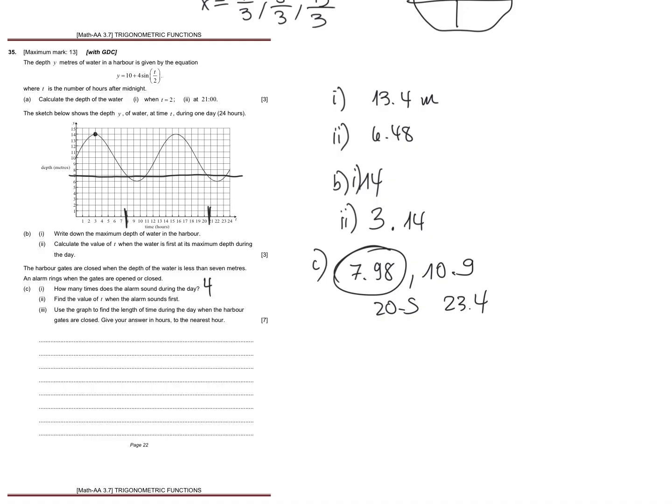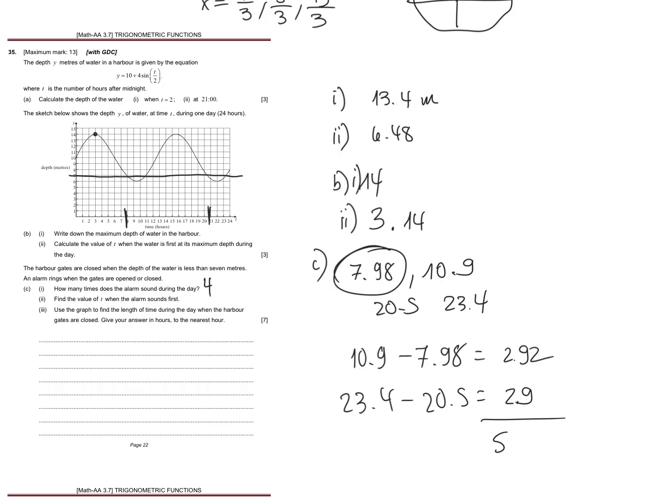Use the graph to find the length of time during the day when the harbor gates are closed. So we're going to do from 7.98 to 10.9 and 20.5 to 23.4. Those are the times between which the gates are closed. So this one is 2.92 hours the gates are closed, and this one is 2.9. So when we add those together, that's 5.82. So 6 hours to the nearest hour.